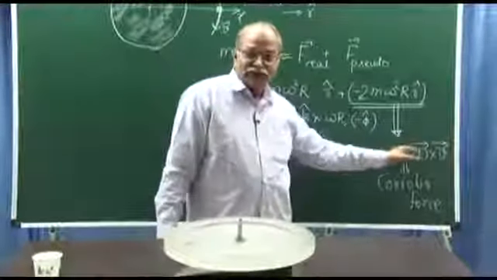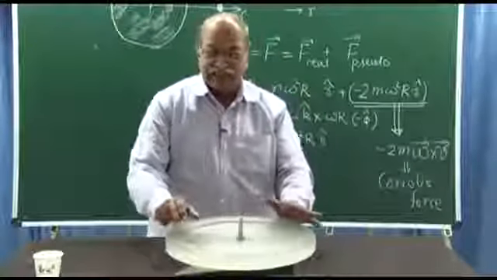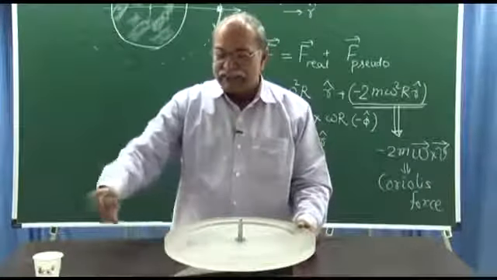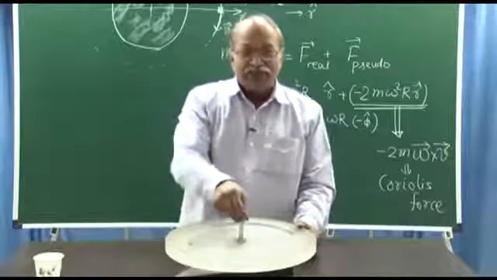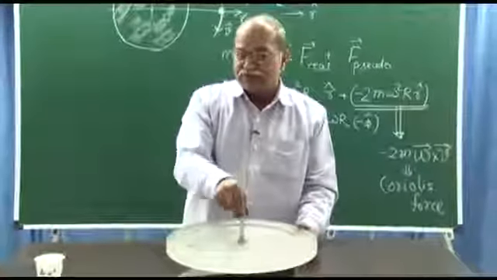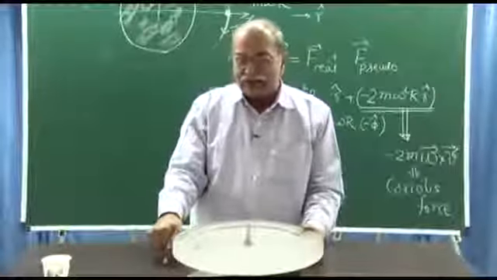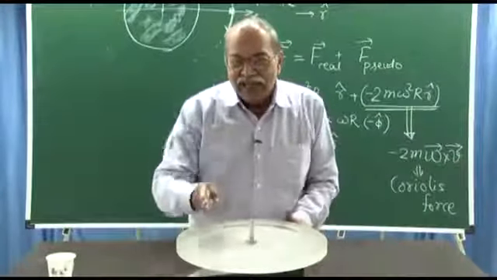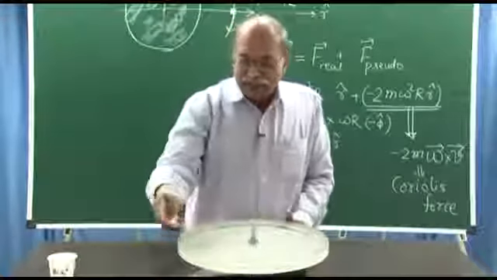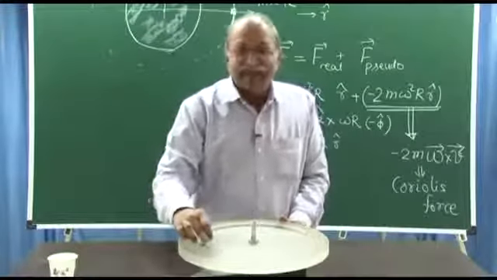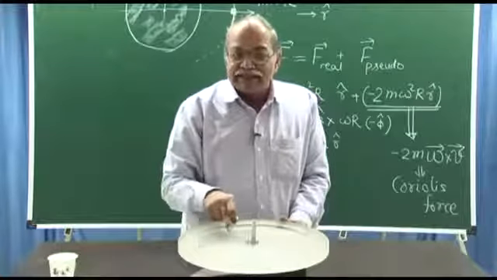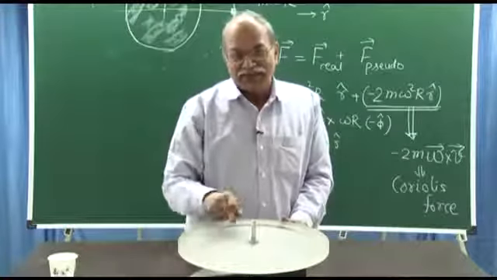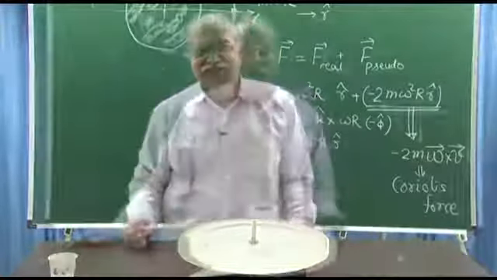So, minus 2m omega cross V in this scenario, when velocity is radially outward, omega, which is the angular velocity vector of this frame, is vertically downward. So, minus 2m omega cross V does have a direction in this way, and the coin is deflecting in that direction as seen by this water path. So, that is the Coriolis force.